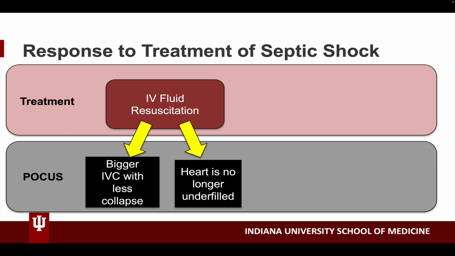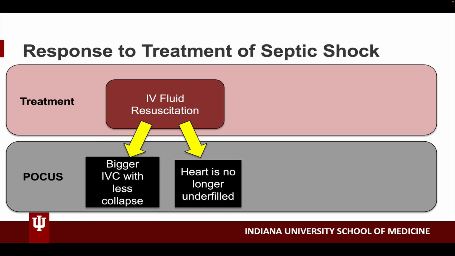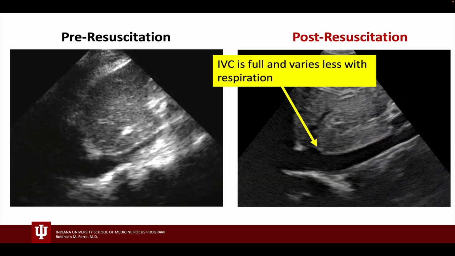One of the mainstays of treatment to septic shock is IV fluid resuscitation. What should that result, or what should we see on ultrasound after that's completed? Well, we should see a bigger IVC with less respiratory variation as we increase the volume within the circulatory system to accommodate for this dilation of the blood vessels. We should see this as IVC being bigger, and the heart should not look underfilled any longer.